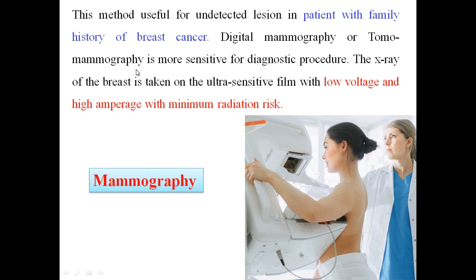Mammography. There are two types of techniques: digital mammography or tomosynthesis, and it is commonly done for patients with a family history of breast cancer. The X-rays of the breast are taken on ultra sensitive film with low voltage and high amperage with minimum radiation risk.